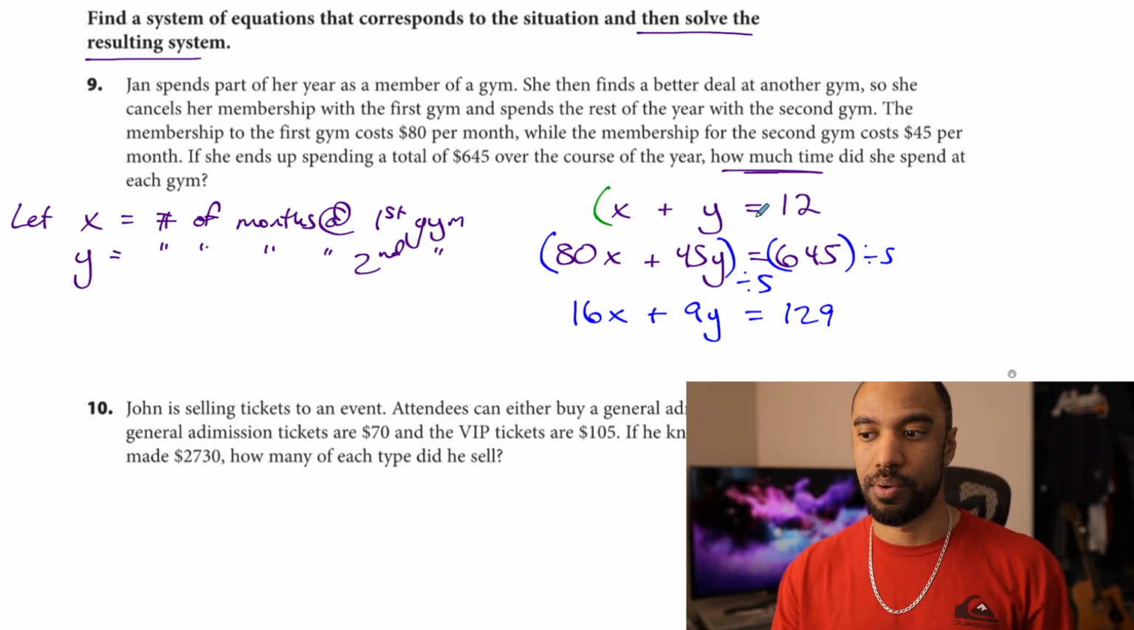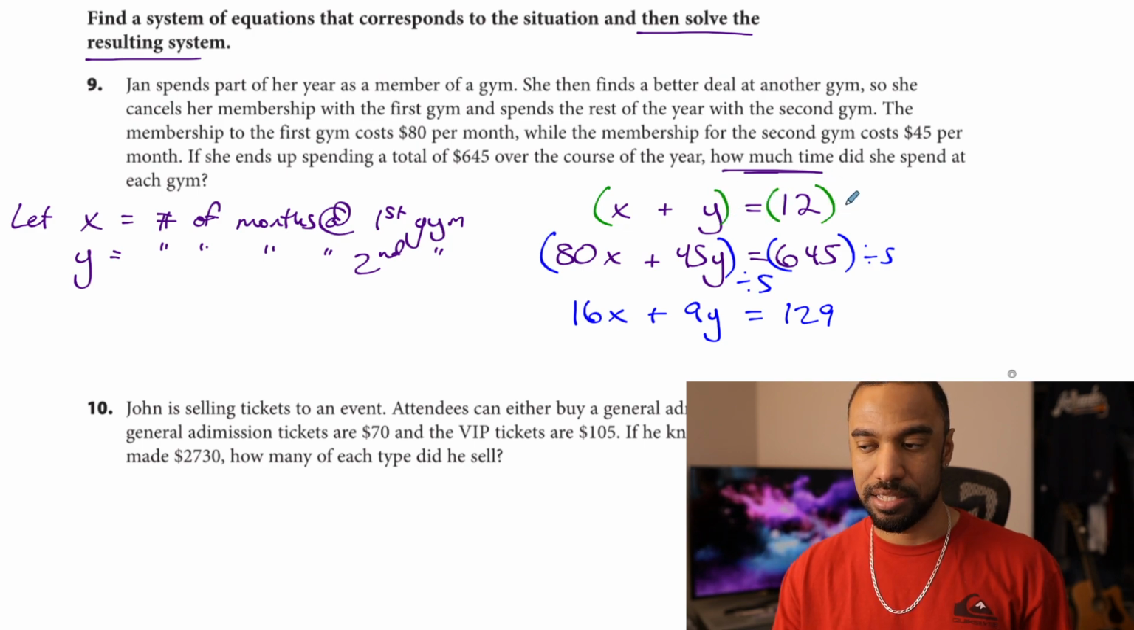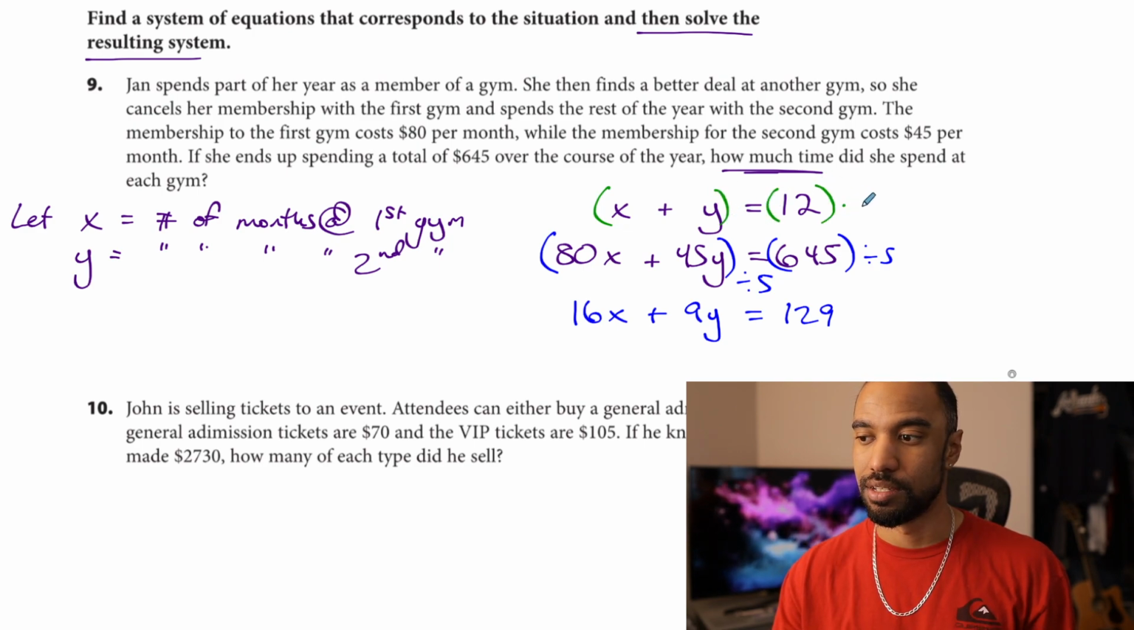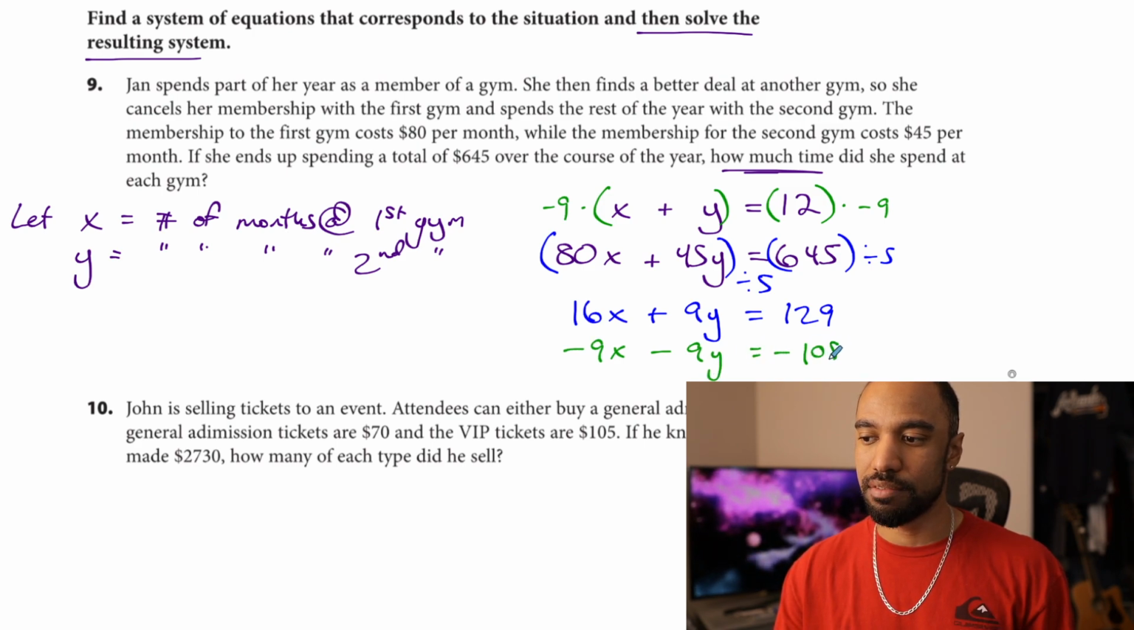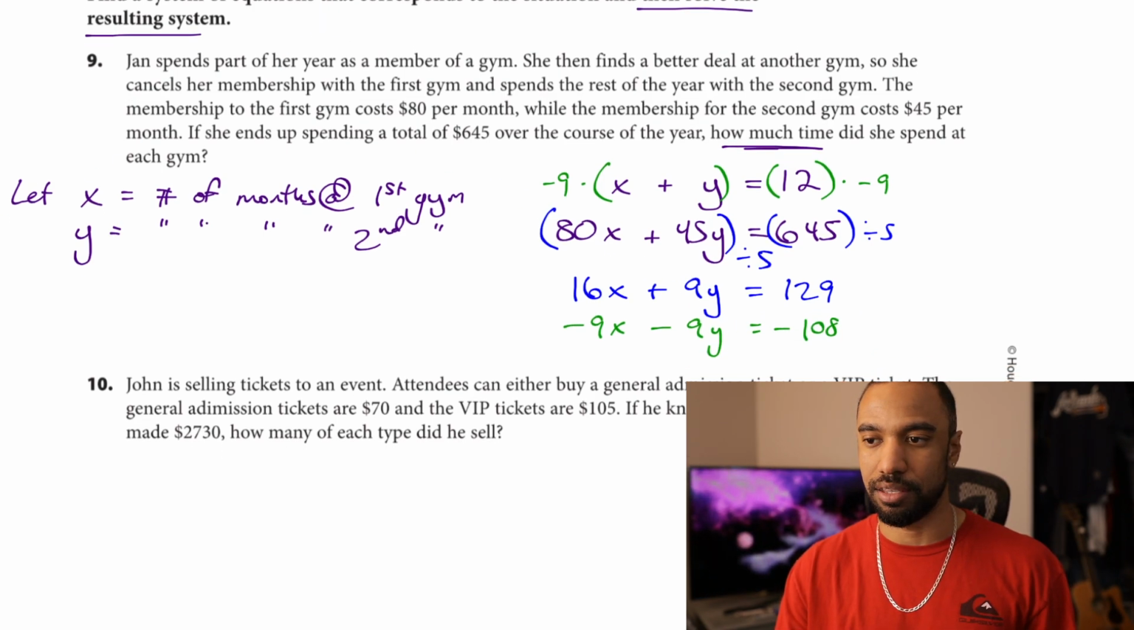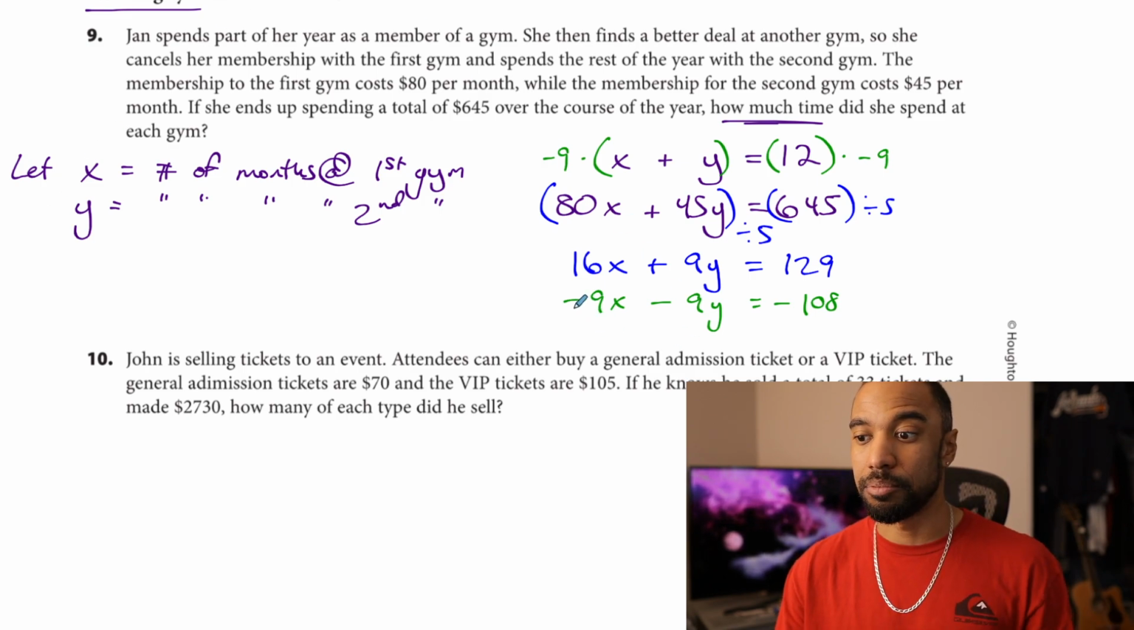Now I can take the top equation and multiply by negative 9 instead of negative 45. C times negative 9, and that'll now eliminate my y's here. So negative 9x minus 9y equals negative 108. And I'm just left with smaller numbers. I don't need to use a calculator this time, and that helps me personally.